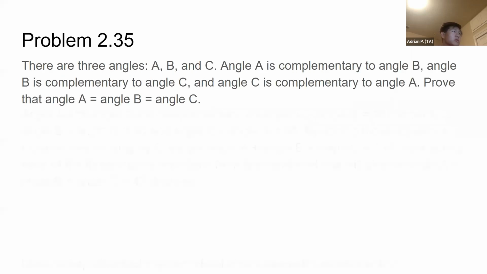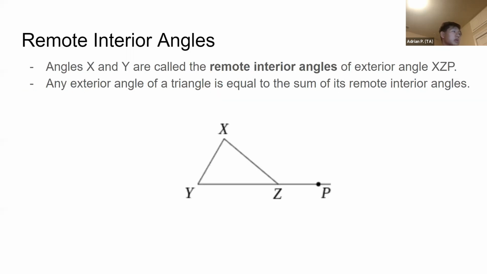This is a weird question. I'll skip this one. Okay, I think you already know this, but angles X and Y are the remote interior angles, and basically the exterior angle, in this case XZP, is going to be equal to angle X plus angle Y.